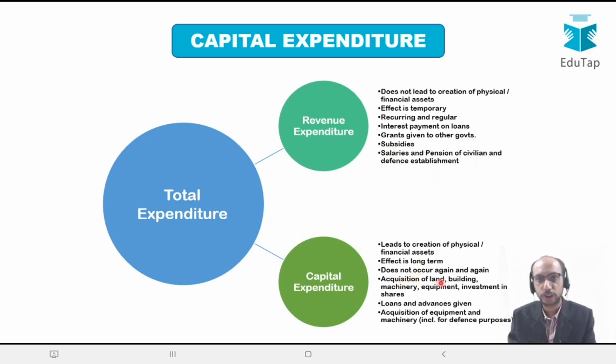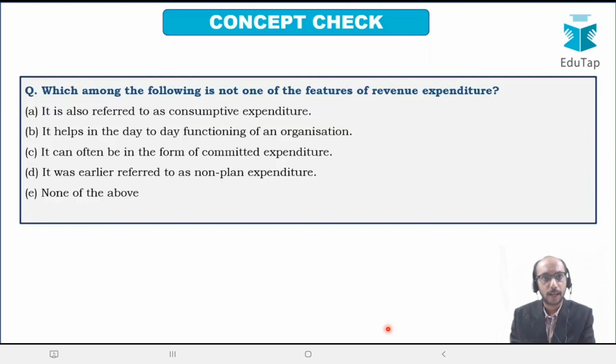On the other hand, acquisition of land, building, machinery, equipment, investment in shares, right? Loans and advances given, right? Acquisition of capital and machinery, including machinery for defense purposes. These are all examples of your capital expenditure. Everything that we have discussed so far has been summarized in this distinction slide, and I hope that this is clear to you. Based upon this, I have placed a concept check question in front of you.